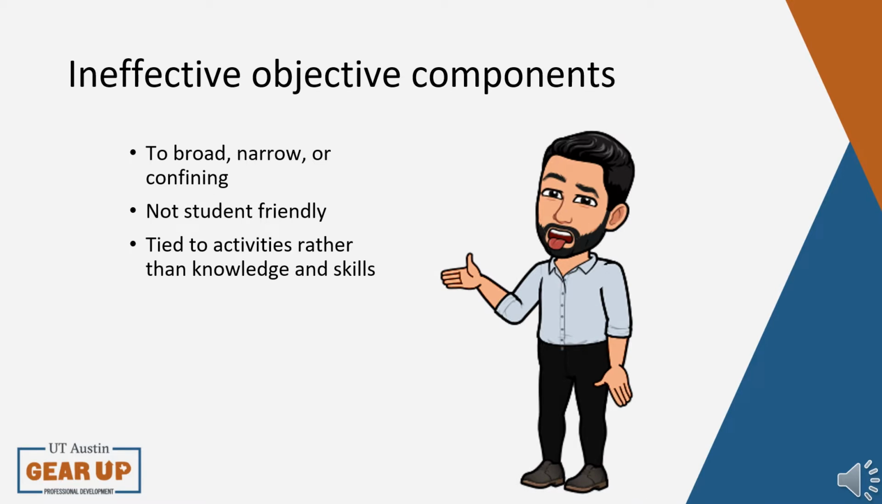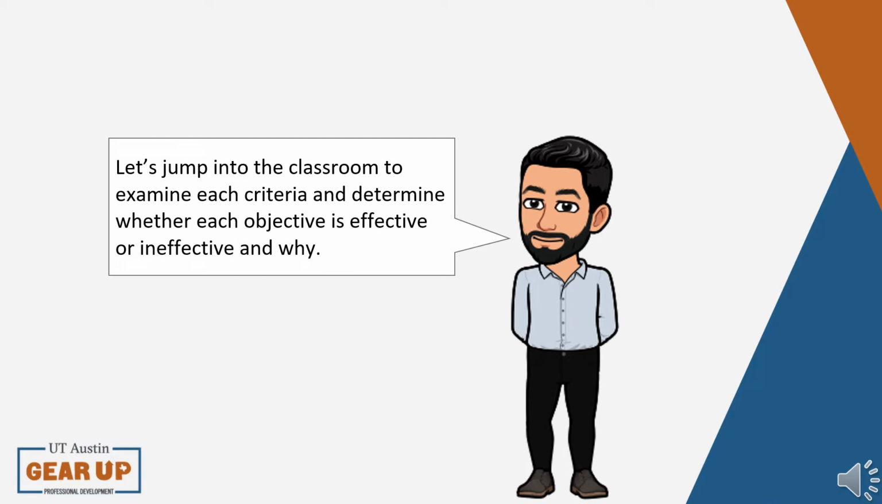Ineffective objectives are imbalanced because they lack one of the three subset criteria. The objective might be too broad, narrow, or confining. It's not student-friendly, and it's tied to activities rather than knowledge and skills. When an ineffective objective is set, it offsets the students achieving their learning goals. Let's jump into the classroom to examine each criteria and determine whether each objective is effective or ineffective and why.